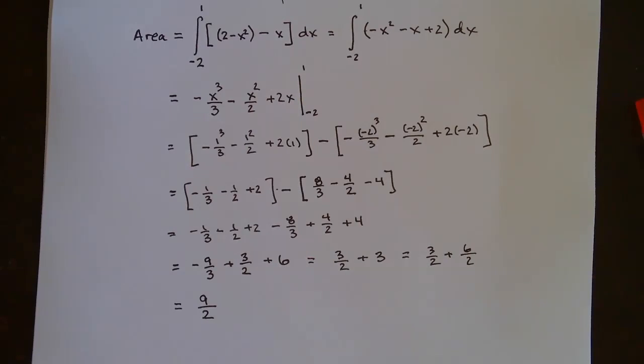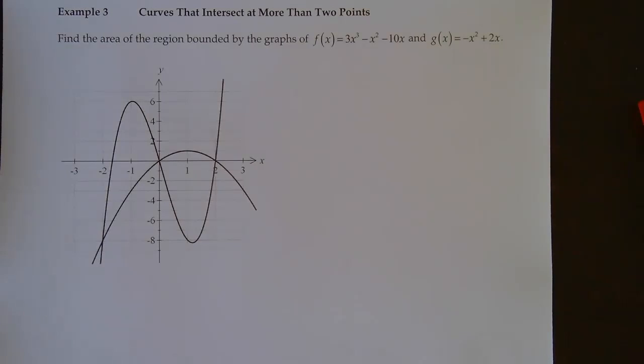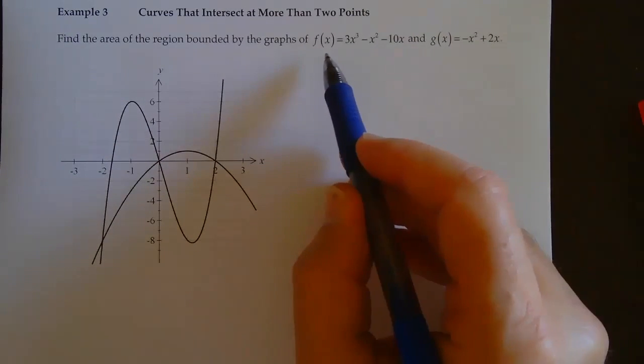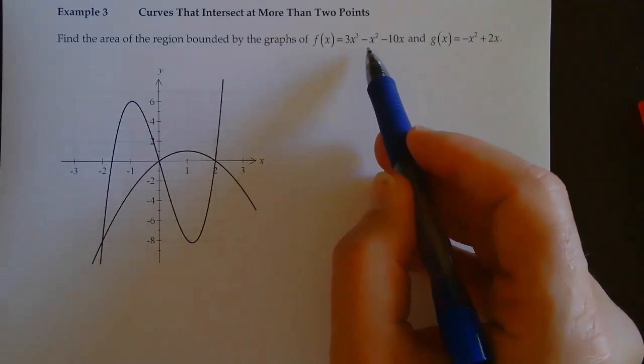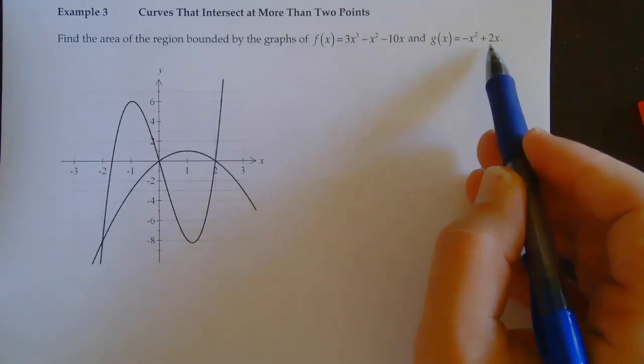All right, let's go to example number 3. So this next example deals with, what if you have two curves that intersect at more than 2 points? The last one was just 2 points, right? But this one actually intersects at 3 different spots, okay? So we have f of x equals 3x cubed minus x squared minus 10x, and we have g of x is equal to -x squared plus 2x, okay?